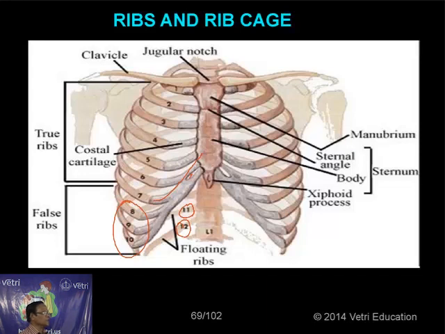Even the floating ribs are also called false ribs because they are not connected directly to the sternum. Because they are not connected either to the sternum or to the previous rib bones, they are called floating ribs.